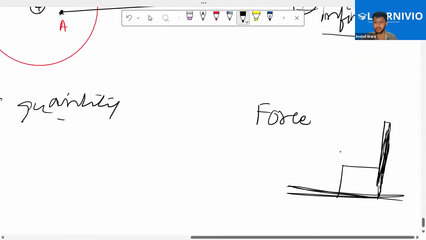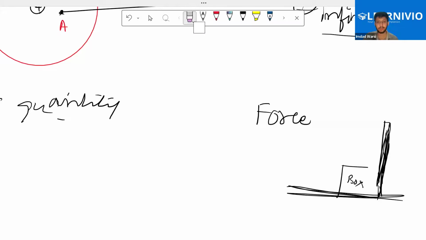This is a wall, and here one box is kept, and this is the floor. Now, if I say that the force required to move the box is 10 Newton, let's suppose. So how much force do you need to move the box? 10 Newton. But you should be applying the force in a specific direction.